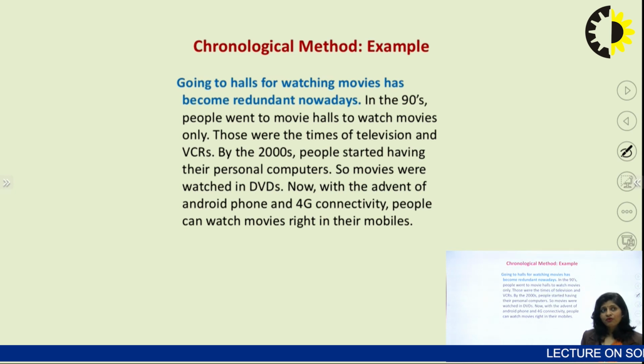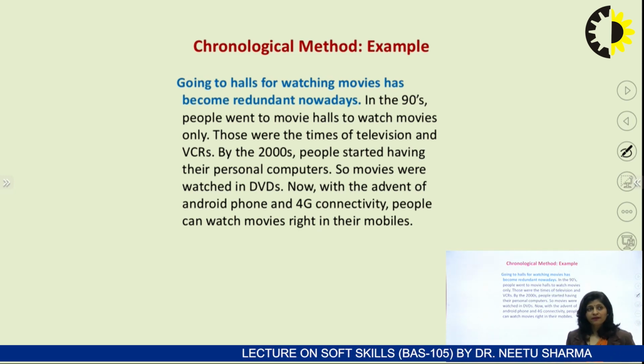If we talk about the chronological method, this is a good method of narration, how you narrate the story, like what happened next and then what happened next. So you narrate according to the happening of the event.